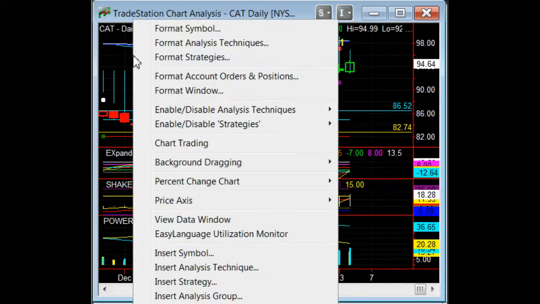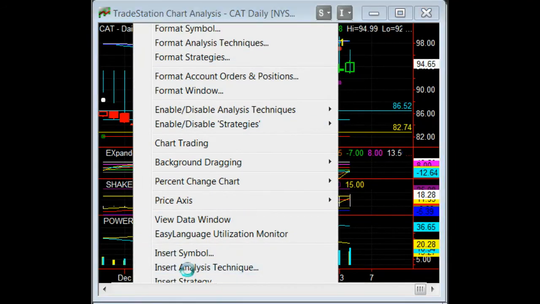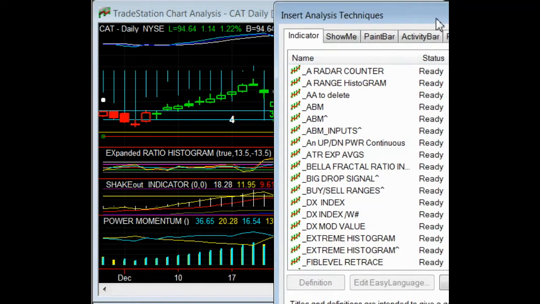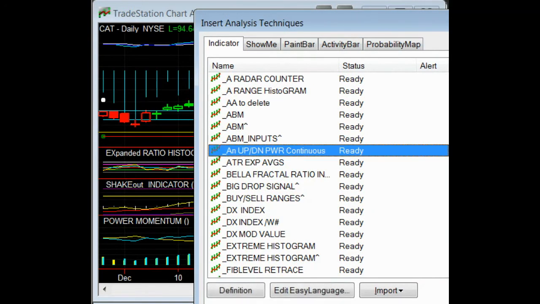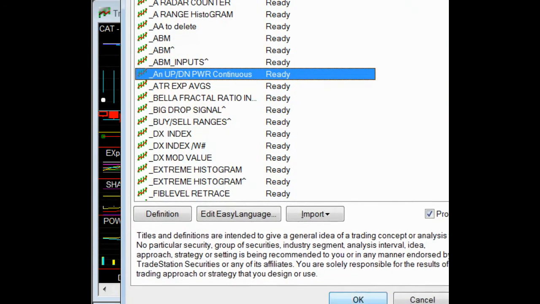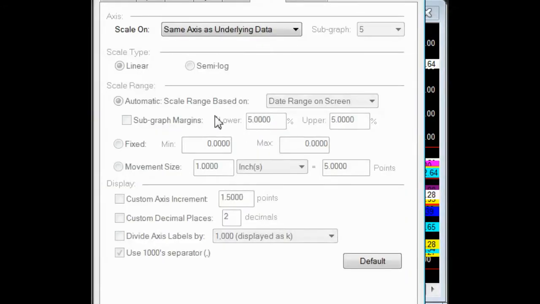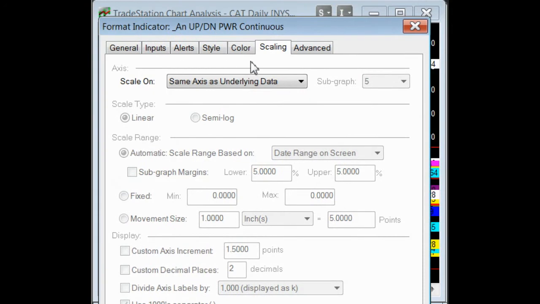So we right-click our chart, insert analysis technique, and here we go to all my analysis techniques. And so up-down power continuous is what I want. And if I lift this back up, you'll get an OK button down here. You just click OK, and it takes us to our input section.